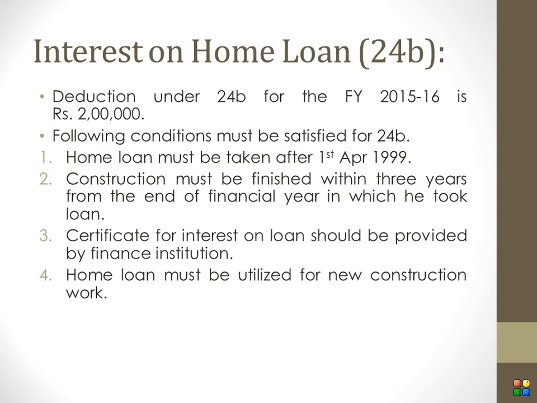That means you cannot claim this deduction for renovation. If you already have a home and you want to renovate it, then you cannot claim this exemption. But if you want to expand it, you can take this loan. If you are creating an extra asset which was not present till now, you can claim this deduction of rupees 2 lakhs. That means these 4 conditions must be satisfied by the assessee for claiming this deduction under 24B.